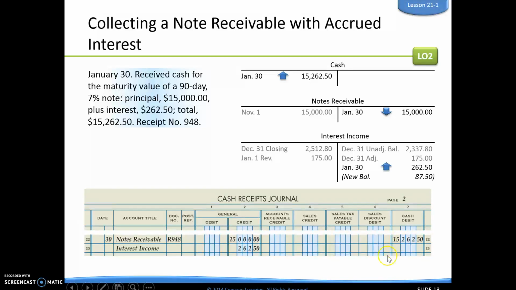Okay, and so here's the actual transaction, what that looks like when we record it in our cash receipts journal. We have our receipt number 948. Notes receivable gets credited for the face value. Interest income gets credited for the total, which is $262.50, and our cash is debited for $15,262.50. So you wouldn't actually see what's happening right now with interest income if we hadn't looked at all of the previous things we just did. That's what is so important about understanding how interest income ends up at the balance that it does.